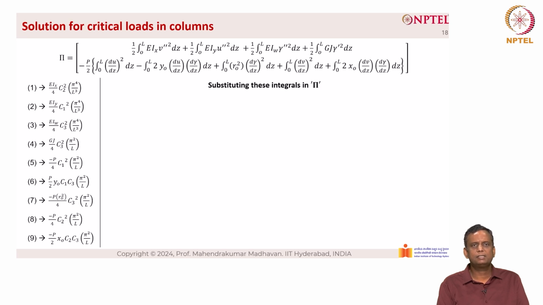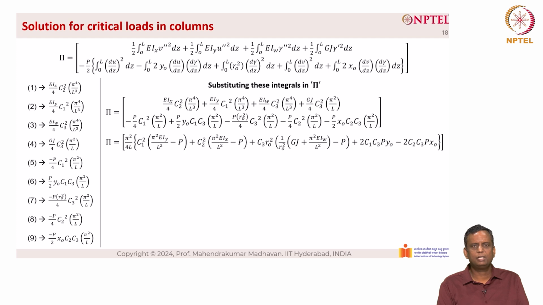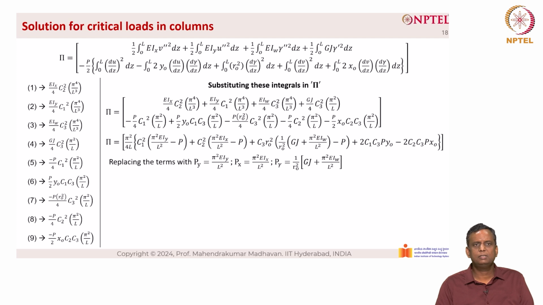Substituting these integrals in pi, we get a big equation here. Now we can club these equations in a logical form and then simplify this further. We are now replacing the terms Py equal to pi square EIy by L square, Px equal to pi square EIx by L square, and P gamma equal to 1 by r0 square into GJ plus pi square EIw by L square. When we do so, we get a simplified equation for pi.